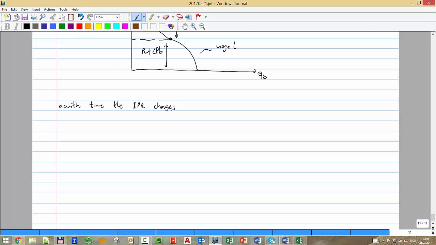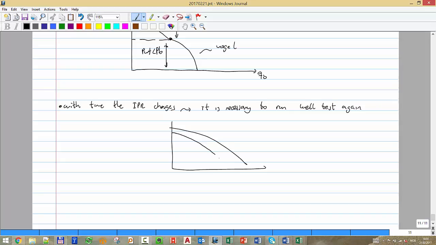With time, the IPR changes. And really, with these empirical models, we cannot know exactly how they're going to change. So it is necessary to run a well test again to find out exactly how the IPR changes with depletion. And that's a very expensive procedure.